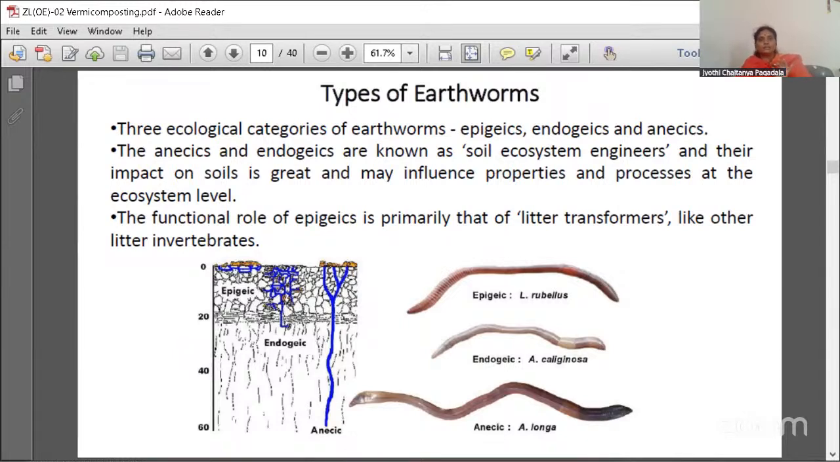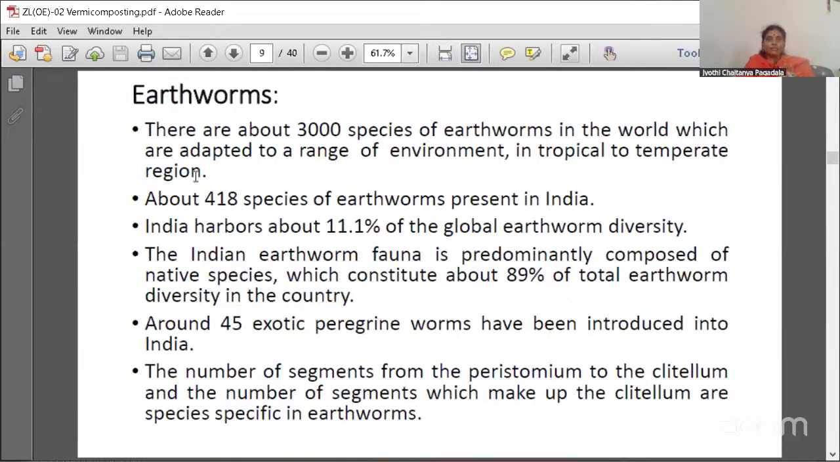Here I want to mention some points again. Those are earthworms. There are about 3,000 species of earthworms in the world, which are adapted to a range of environments from tropical to temperate regions. About 418 species of earthworms are present in India. India harbors about 11.1 percent of the global earthworm diversity. The Indian earthworm fauna is predominantly composed of native species, which constitute about 89 percent of the total earthworm diversity in the country.